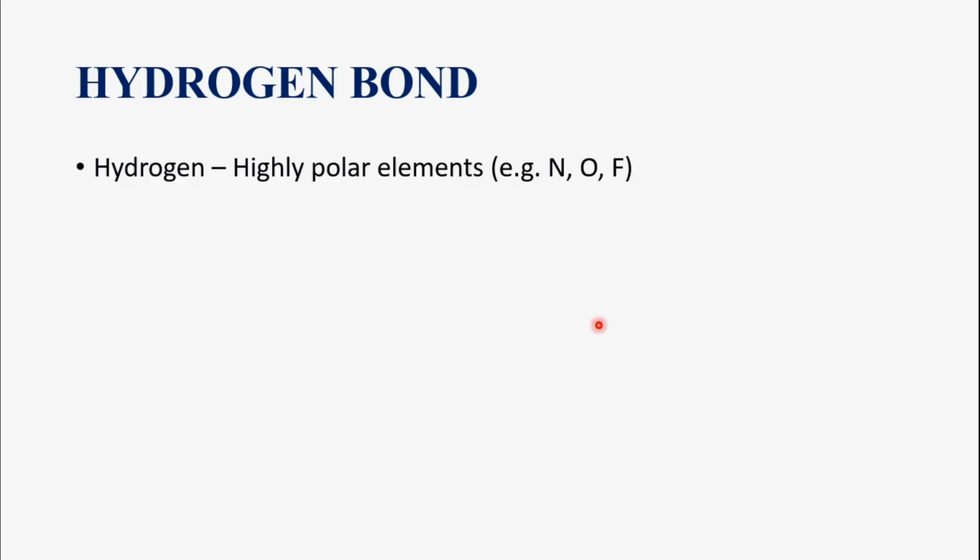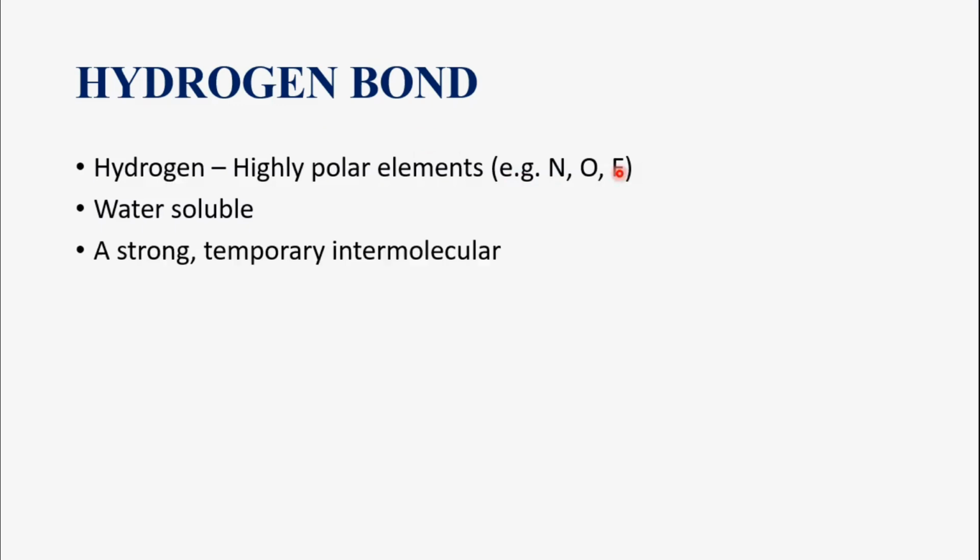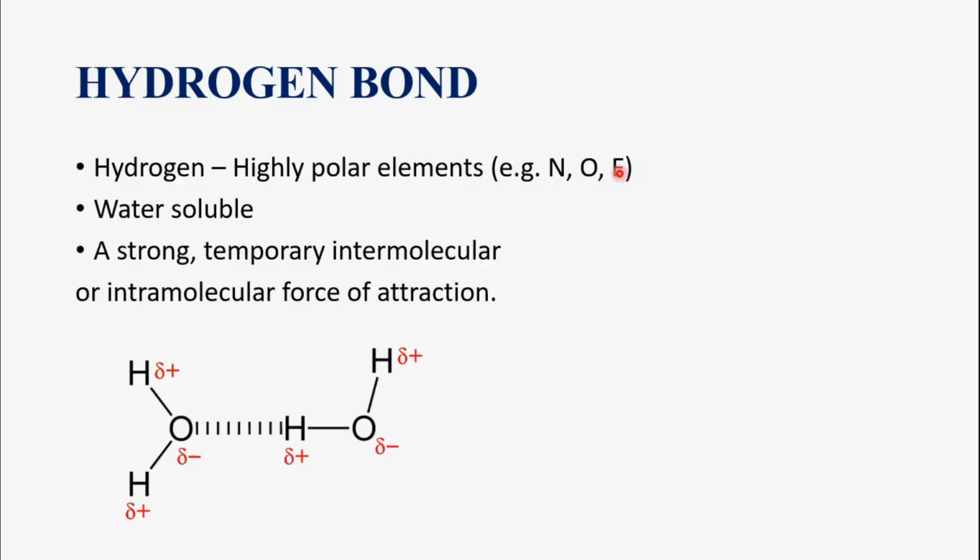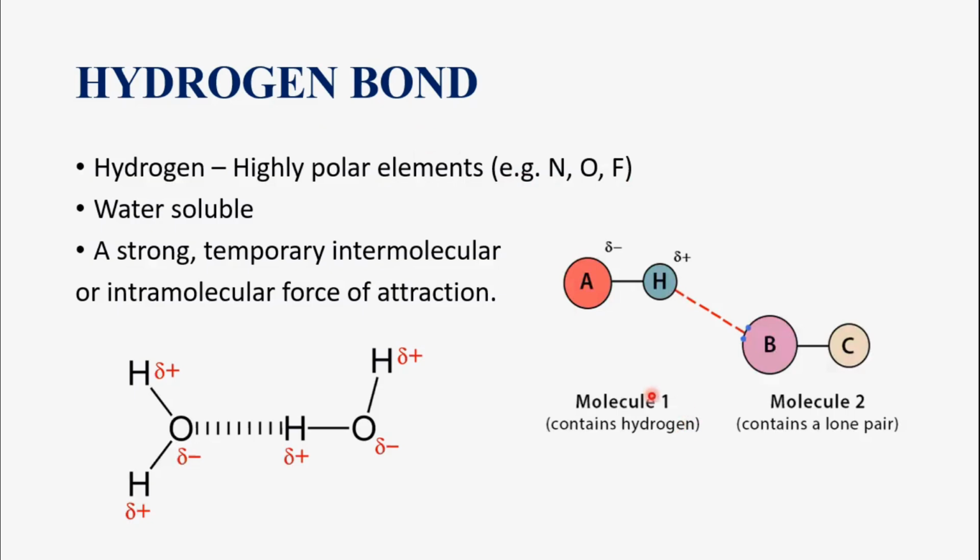Now, the last one is the hydrogen bond. Hydrogen bond forms between hydrogen and highly polar elements. Generally, they contain lone pairs of electrons: nitrogen, oxygen, fluorine. These are water soluble, and a strong temporary intermolecular or intramolecular force of attraction is there. So there is molecule 1 that contains hydrogen, and this is the other molecule that contains a lone pair, and you can see there is hydrogen bonding between these molecules.